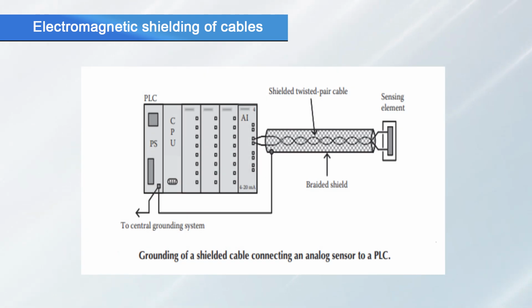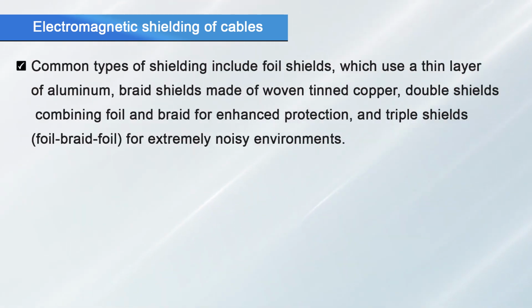Here in the figure you can see the grounding of a shielded cable connecting an analog sensor to a PLC. The common types of shielding include foil shields, which use a thin layer of aluminum, braid shields made of woven tinned copper, double shields which combine foil and braid for enhanced protection, and triple shields which include foil, braid, foil connection for extremely noisy environments.